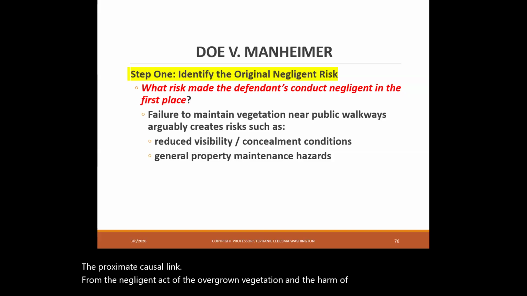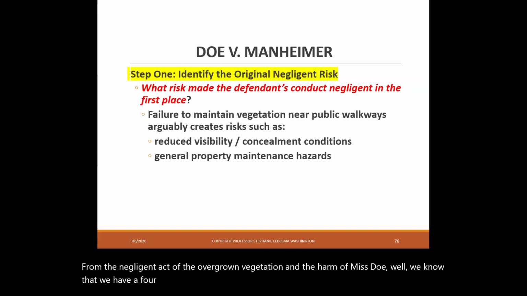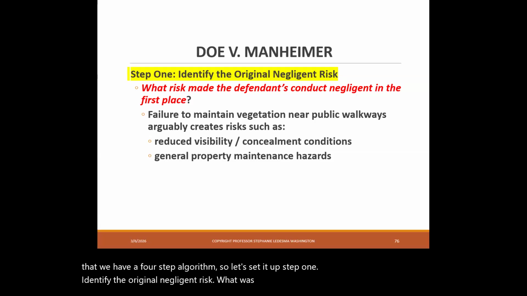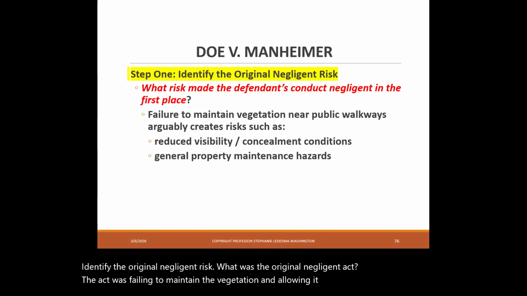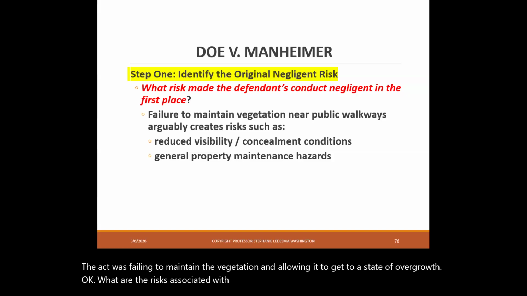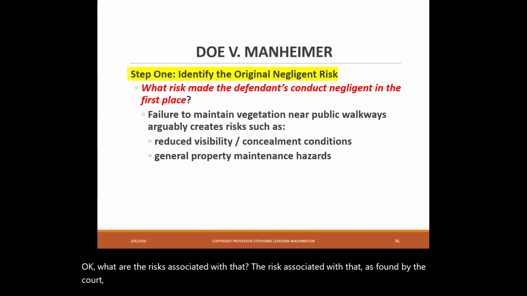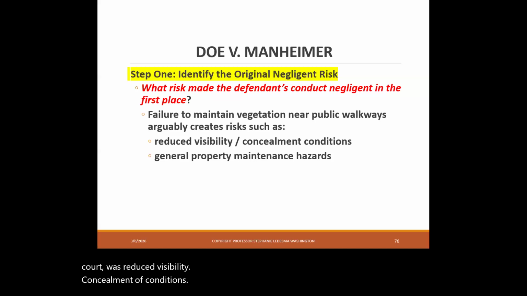Well, we know that we have a 4-step algorithm, so let's set it up. Step 1, identify the original negligent risk. What was the original negligent act? The act was failing to maintain the vegetation and allowing it to get to a state of overgrowth. Okay. What are the risks associated with that? The risk associated with that, as found by the court, was reduced visibility, concealment of conditions, general property maintenance hazards, right?